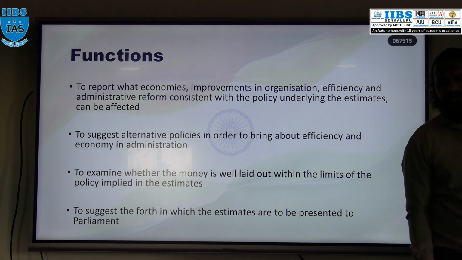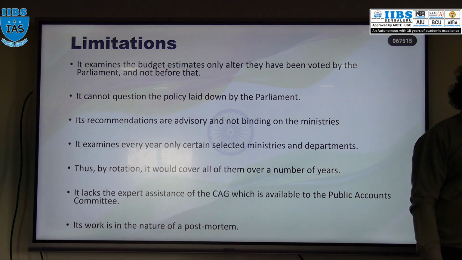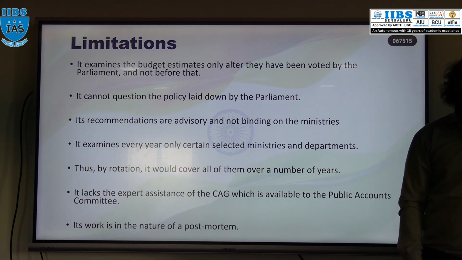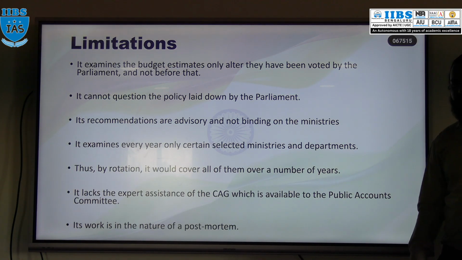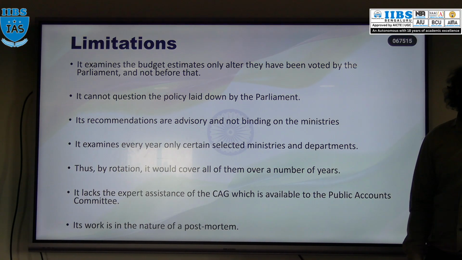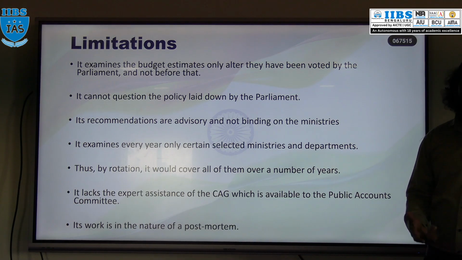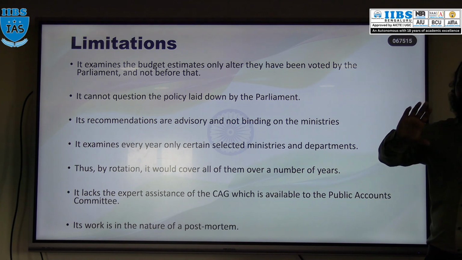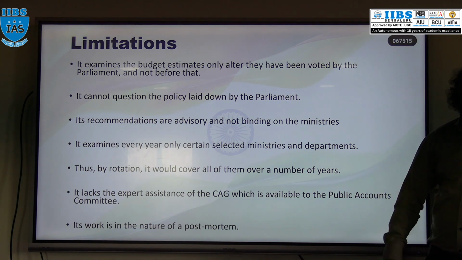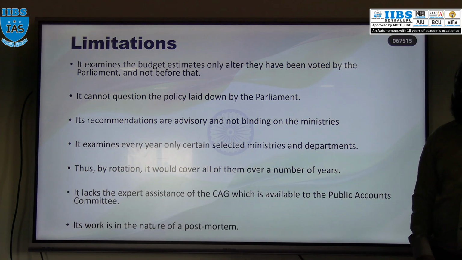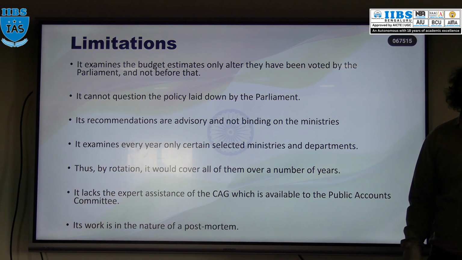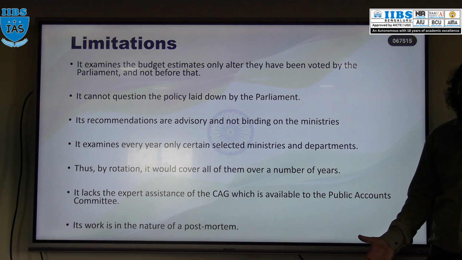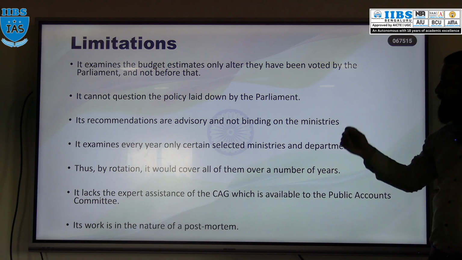Okay, and this committee also has limitations, as the PAC has limitations. It's like post-mortem work only, because the ultimate authority is with the executive. The finance minister and other ministers have the ultimate authority. Whatever they demand, Parliament approves, that's all. After the work is done, all these things are examined by these committees. So it's like giving medicine after the death of an individual. Anyway, what are the limitations?